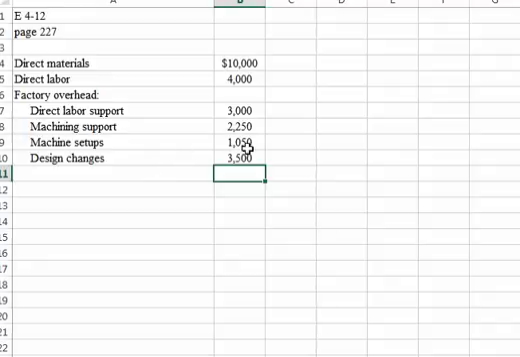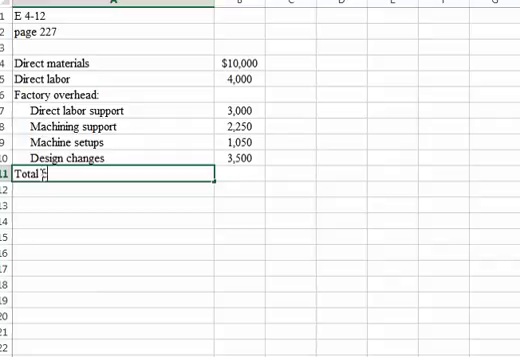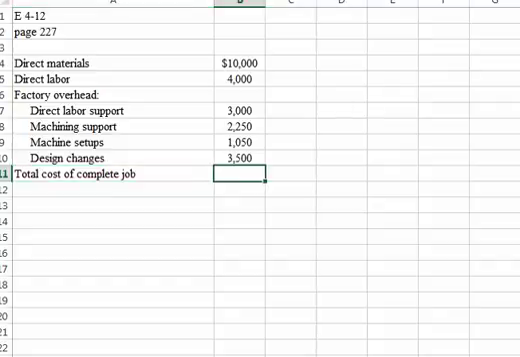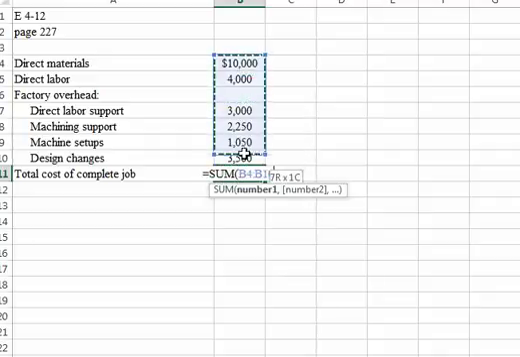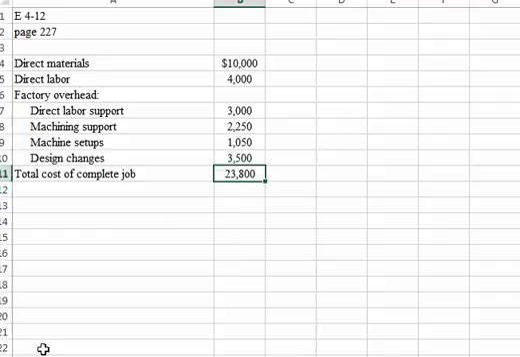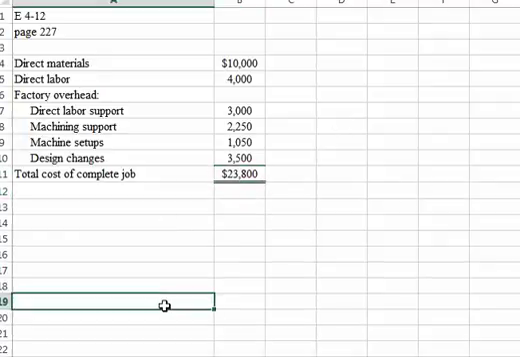Alright, so if we add all these together, that'd get us total overhead. But we really don't need that calculated separately. We're just going to say total cost of the complete job. And sum everything in this column. Our direct materials, direct labor, and all 4 of the factory overhead costs. So we get a total cost of the complete job $23,800, and that's for job 19AB.